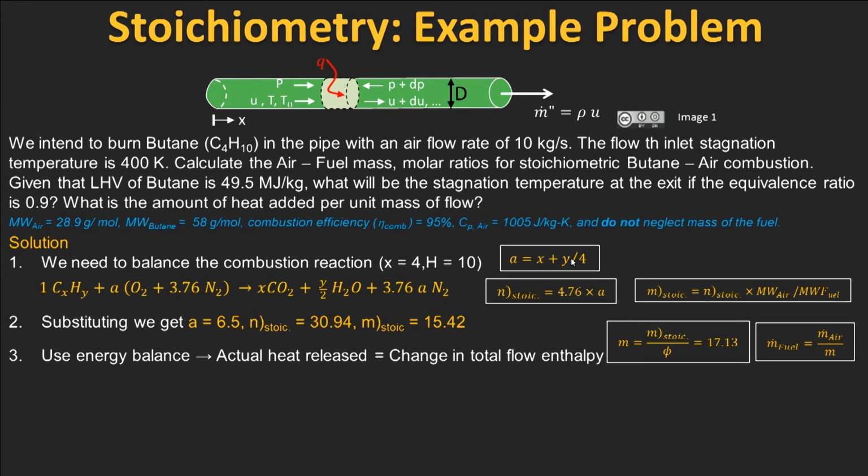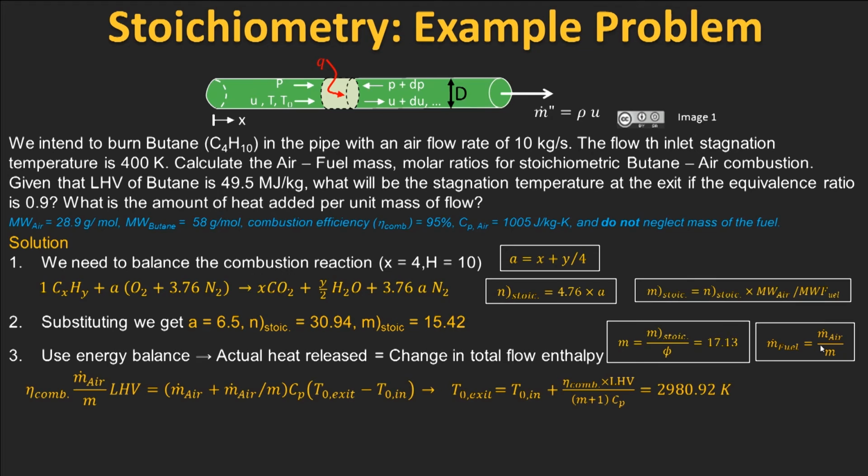Once M is known, we can also calculate the fuel flow rate as given by this expression here as M dot fuel equals M dot air divided by M. Therefore, we can write the actual heat released that accounts for inefficiencies in the combustion process as the product of combustion efficiency times mass flow rate of fuel times the lower heating value. This should equal the change in flow enthalpy given as total mass flow rate multiplied by Cp times the change in stagnation temperature from the inlet to the exit. We can cancel the M dot air as it occurs on both sides and rearrange terms to write T naught, or the stagnation temperature at the exit, as given over here. This evaluates to a value of 2980.92 Kelvin once we substitute values for all the variables.